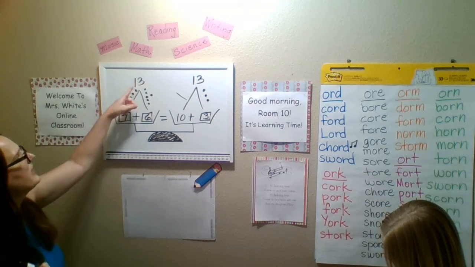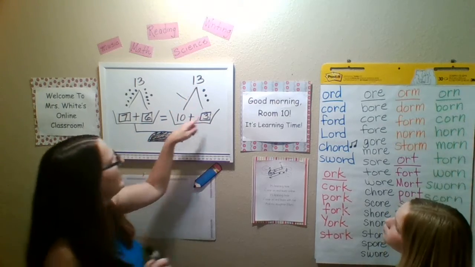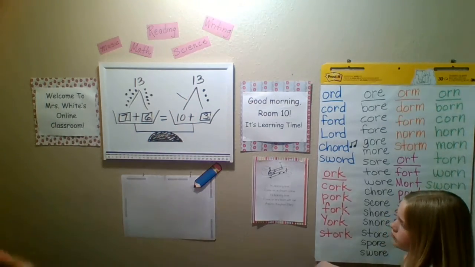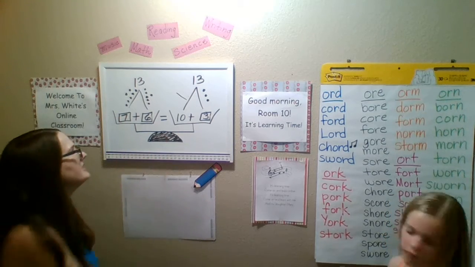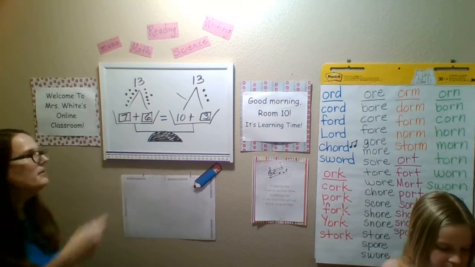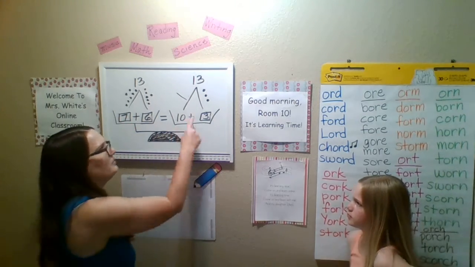Ready? I can make 13 with a 7 and a 6. I can make 13 with a 10 and a 3. Ready to clap it out? Here we go. 7 plus 6 is the same as 10 plus 3. One more time. 7 plus 6 is the same as 10 plus 3.